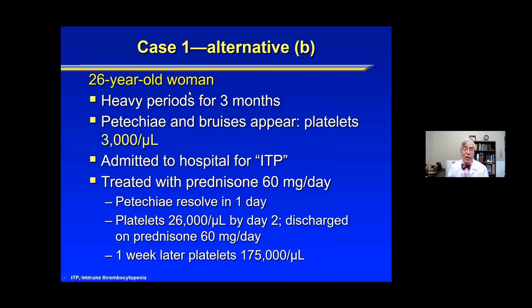So coming back to my lady, she's had heavy periods. Her platelet count's 3,000. I say to her, hey, you got to be admitted. We admit her for a diagnosis of ITP. We give her prednisone 60 milligrams a day. Her petechiae resolve within 1 day, as I mentioned, because they tighten up the blood vessels. Her platelets are 26,000 by day 2. We send her home on 60 milligrams of prednisone. This is a course I think many of you might have experienced. And a week later, her platelet count is 175,000, which is normal.